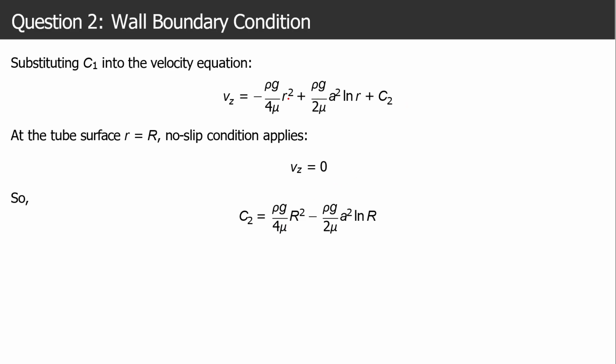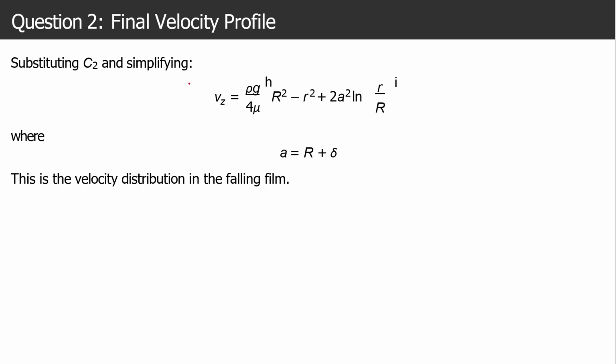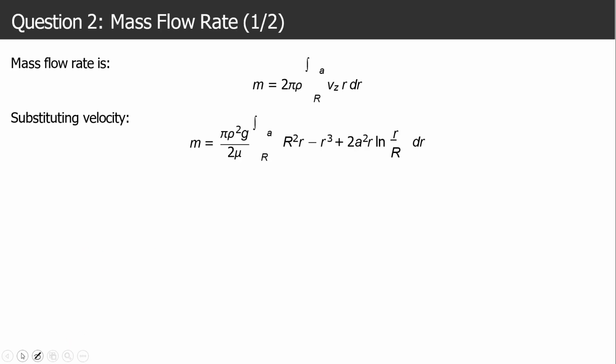Put c1, and using the no slip boundary condition at r, we substitute vz equals 0 into this whole expression. C1 we have, so we'll be getting c2. We got c1 and c2, so we get our final expression. It's not written that neatly, but it's correct. So we'll be getting our velocity profile, where a equals r plus delta, that means the shell thickness. So we obtained our velocity profile.